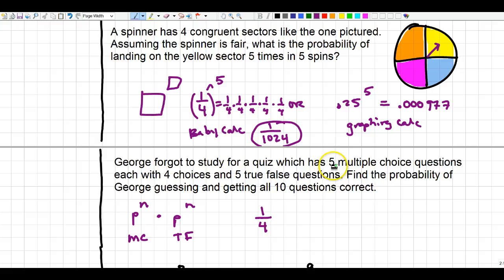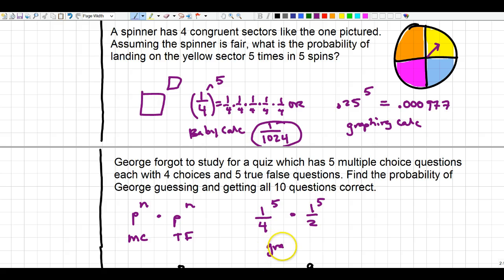There are 5 of those, so that's going to be our power. So we know that that's going to be 1/1024. Then we're going to multiply that by the probability for the true-false. True-false only has 2 options, so that's a 50% outcome or a 1/2 for the probability. There are 5 of those, so that's going to be raised to the 5th as well.